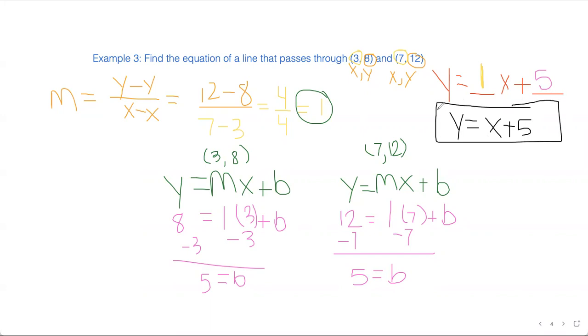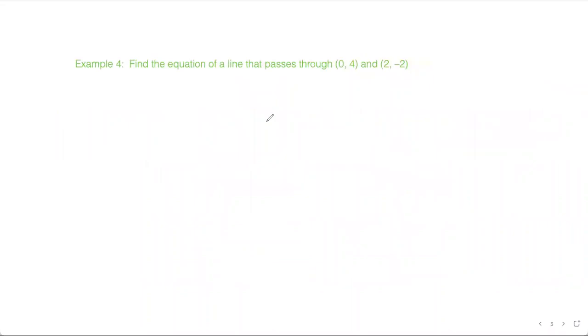And this is my final answer. You must write it as an equation. You can't just find m and b and leave it. They want to know what the equation is. Okay, one more example. And if you would like to pause and try this one by yourself first to see if you get the correct answer before we go on to the homework problems, you can do that.